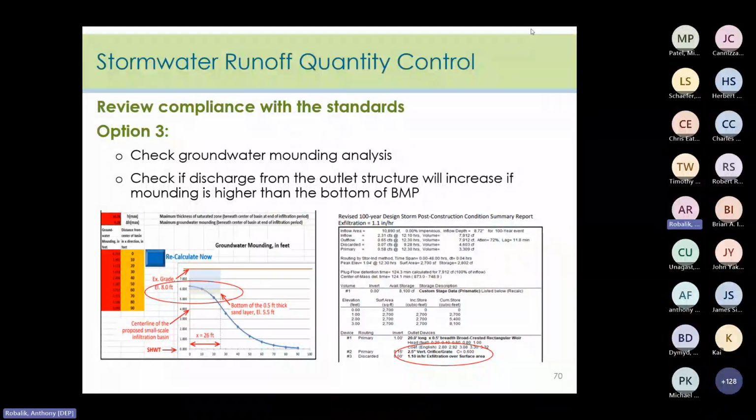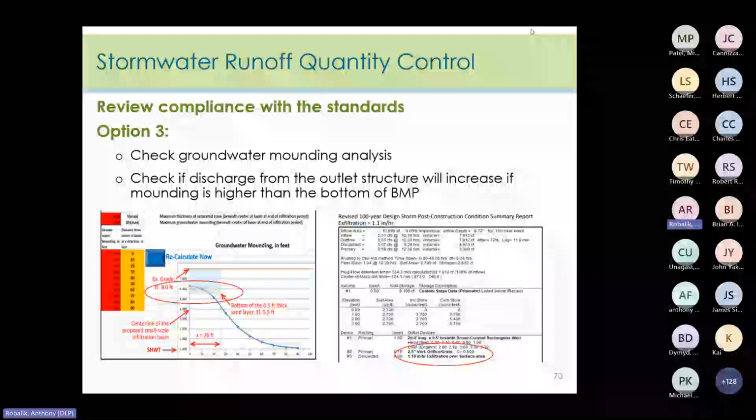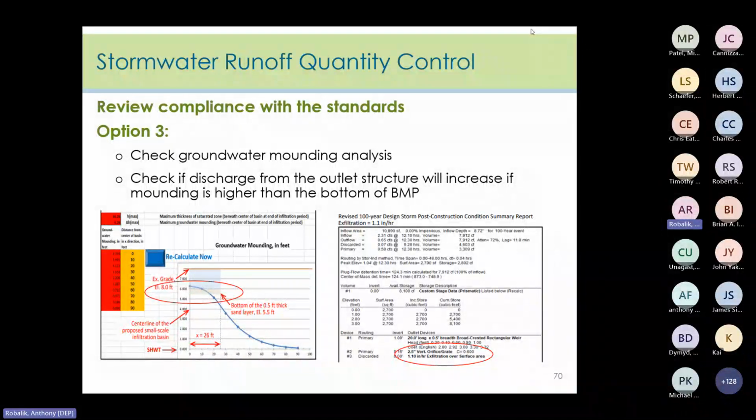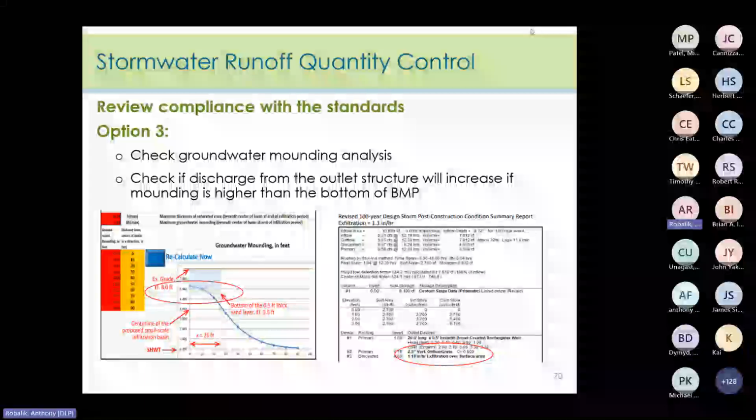So if a proposed BMP is designed to infiltrate runoff into the subsoil, then the reviewer must check the groundwater mounding analysis. If there are infiltrating BMPs on site and no groundwater mounding analysis was submitted with the stormwater report, then the reviewer should ask the design engineer to provide it. There should be a groundwater mounding analysis provided for each proposed infiltrating BMP.